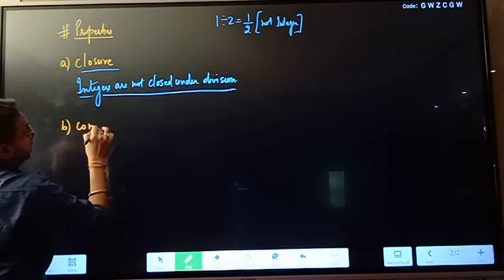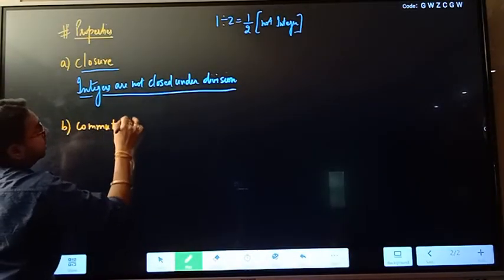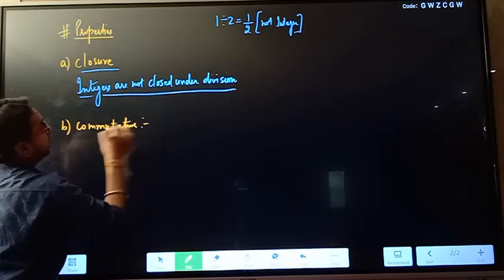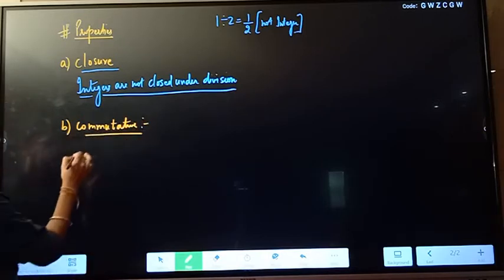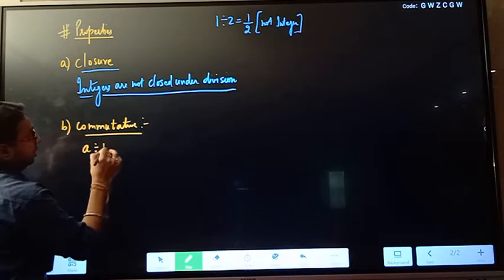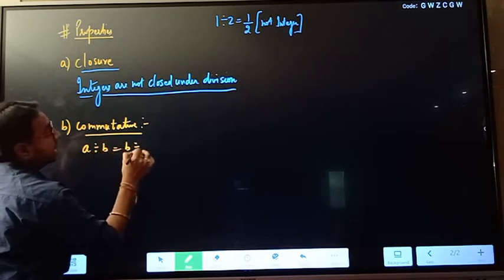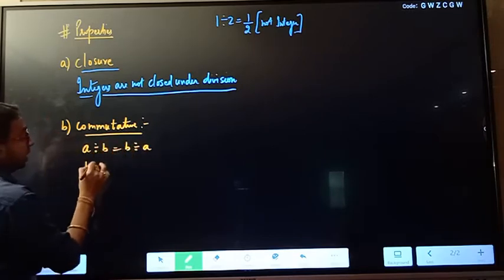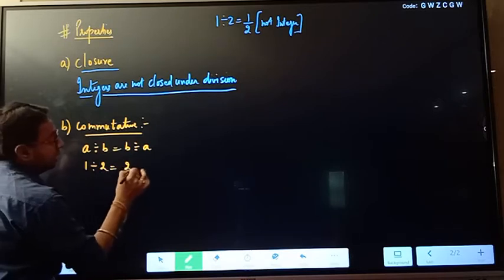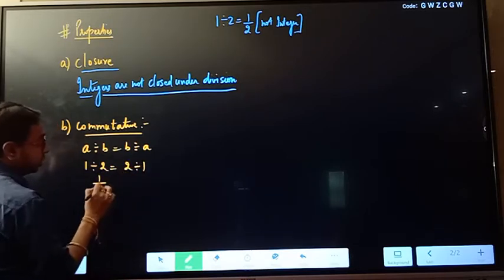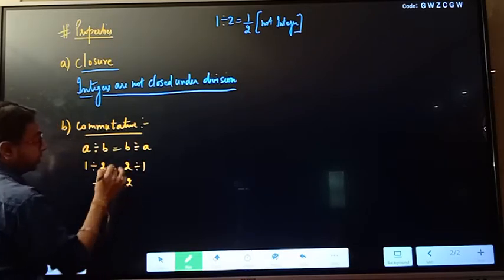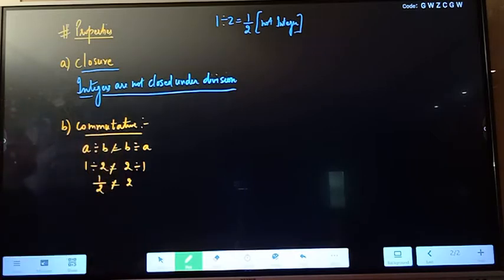Next, commutative. Division is repeated subtraction, and it will not hold good for the commutative property. If I see 1 divided by 2 or 2 divided by 1, the answer is not the same. It's 1 by 2 and it's 2. That is why they don't follow the commutative property.